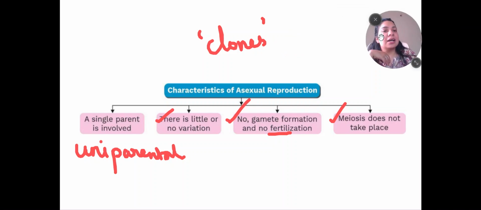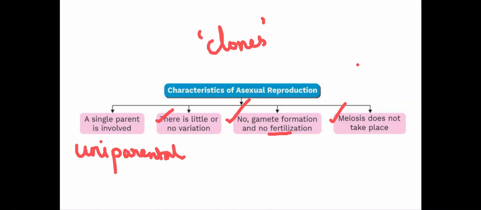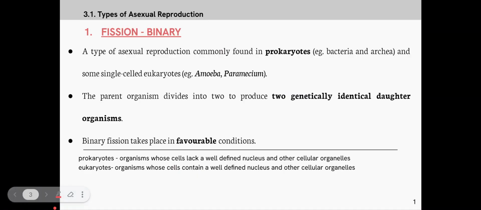So, in today's class, we shall proceed with asexual reproduction and we shall study the different types of asexual reproduction. The first one being binary fission. Binary fission is a type of asexual reproduction commonly found in prokaryotes. Once again, if the terms seem to be new to you, their meanings are written on the screen below.